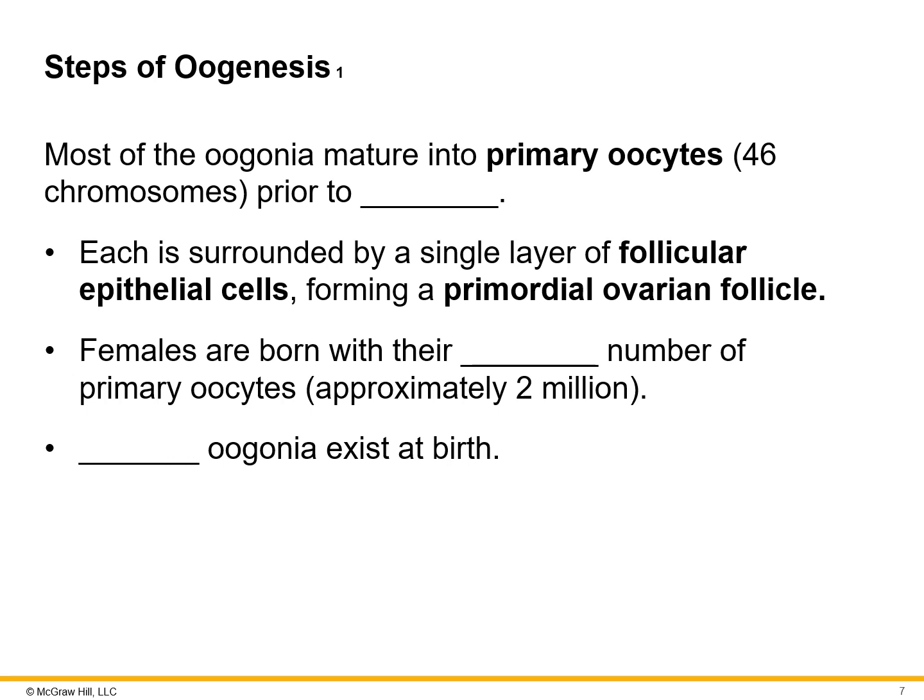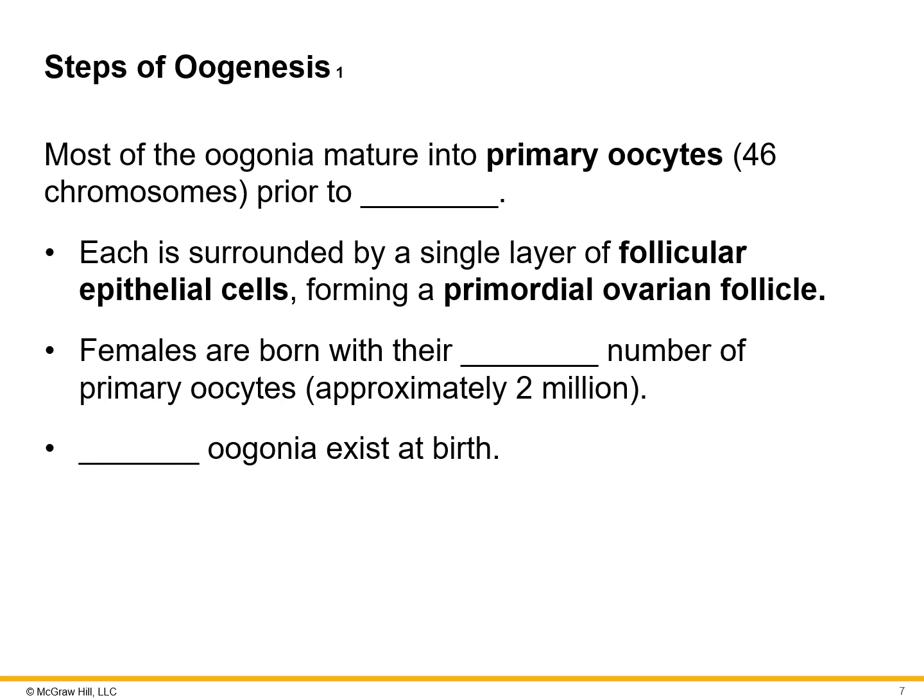Each of those is going to be surrounded by a single layer of follicular epithelial cells, and that altogether is going to form a primordial ovarian follicle. This is just the first step in forming that follicle, and again, eventually the goal is that the egg will be released from the follicle and out into the fallopian tube so that it can be fertilized.